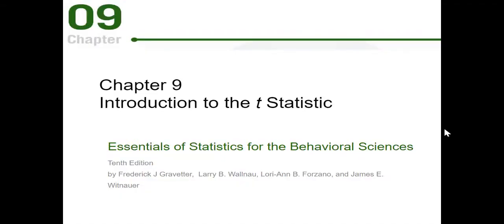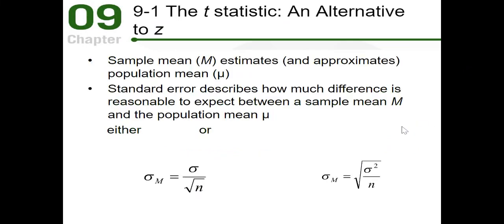All right, so today we're going to talk about the introduction of the T statistic. The T statistic is an alternative to using a Z score. When you have your sample mean, it estimates or approximates the population mean. So, we've got the standard error that will describe how much of a difference is reasonable to expect between a sample mean and a population mean. Those two formulas can indicate what that looks like.